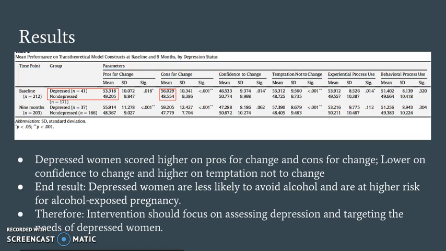The results of this study show that depressed women scored higher on pros for change and cons for change. And they scored lower on confidence to change and higher on temptation not to change. The end result being that depressed women are less likely to avoid alcohol and are at higher risk for alcohol-exposed pregnancy. Therefore, interventions should focus on assessing depression and targeting the needs of depressed women.